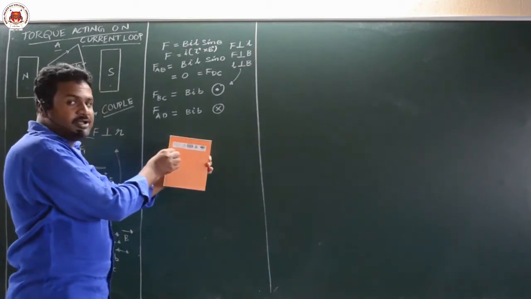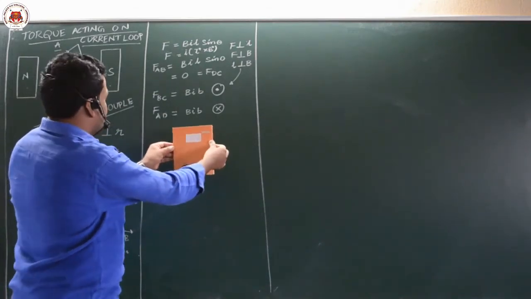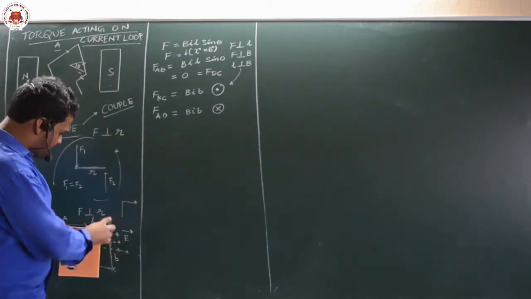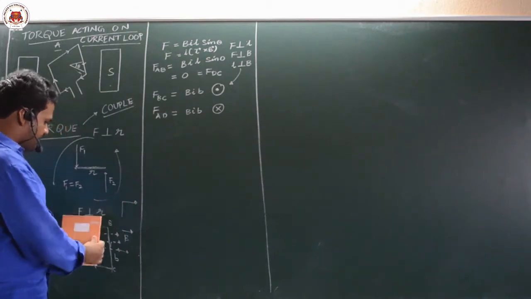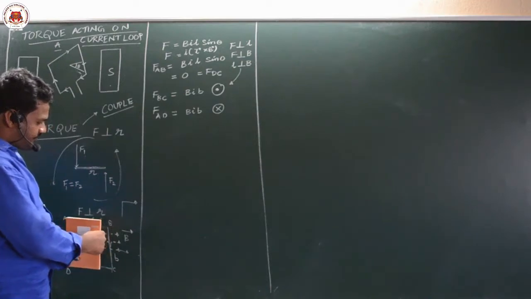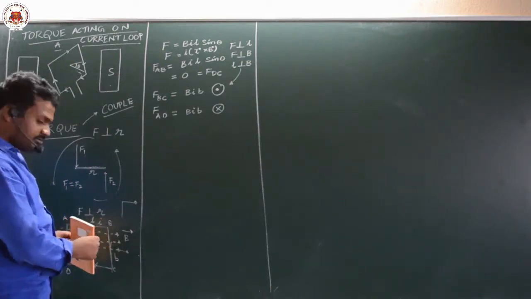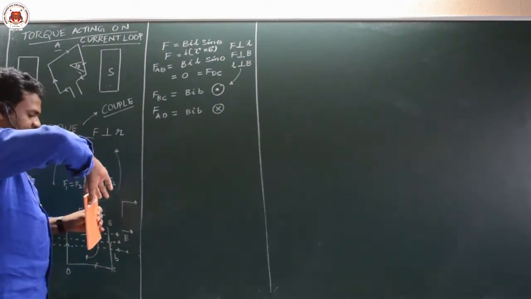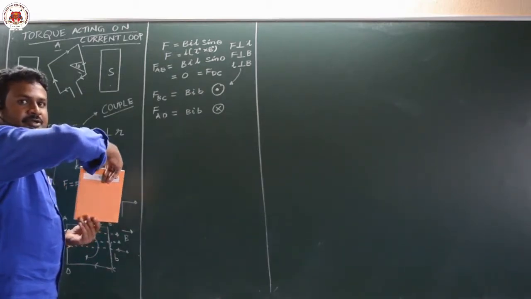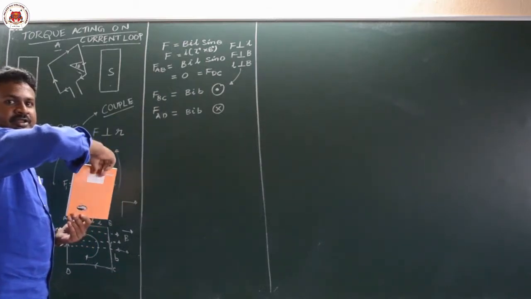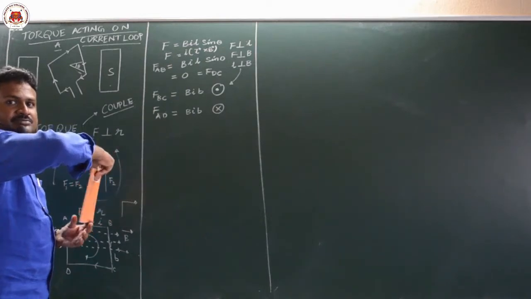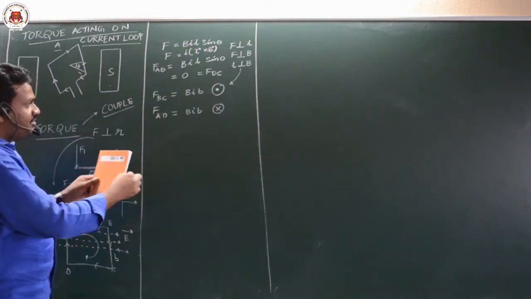Then what happens to this coil? You can observe here carefully. This is BC side. Just imagine this is BC side, this is CD, this is AD. Now let us observe. Force on BC is out, force on AD is in. That means it is just like rotating like this. The coil starts rotating. A circular coil or a rectangular coil kept in a magnetic field starts rotating. That means a couple is acting on this.